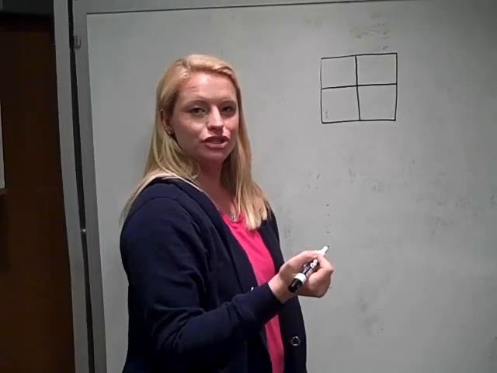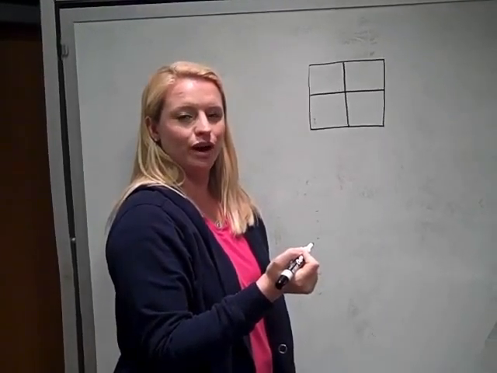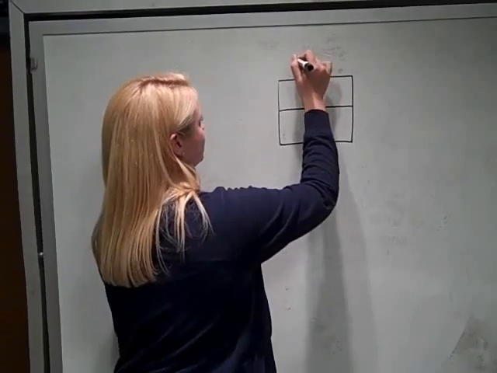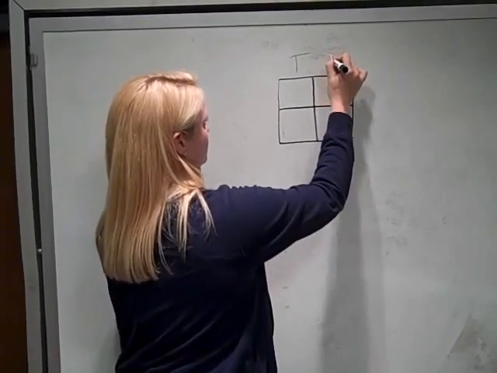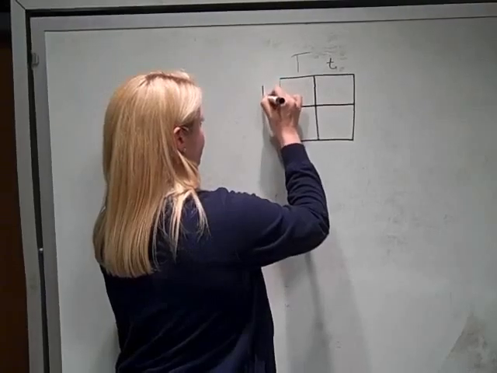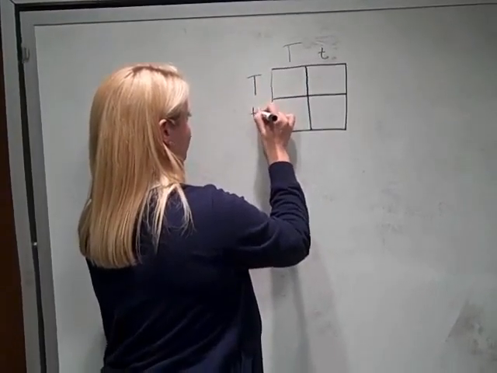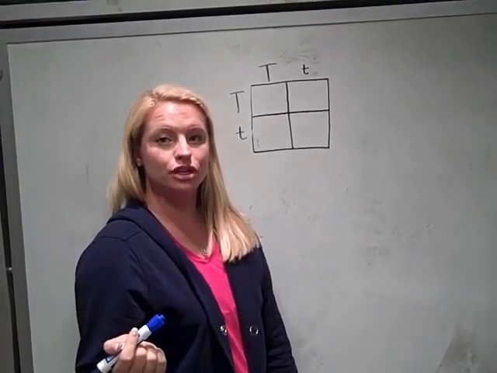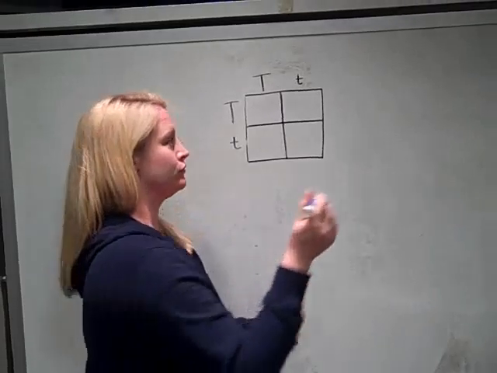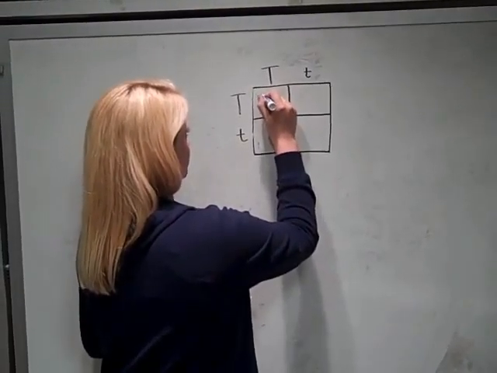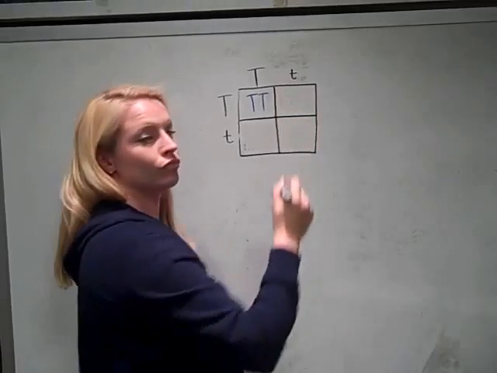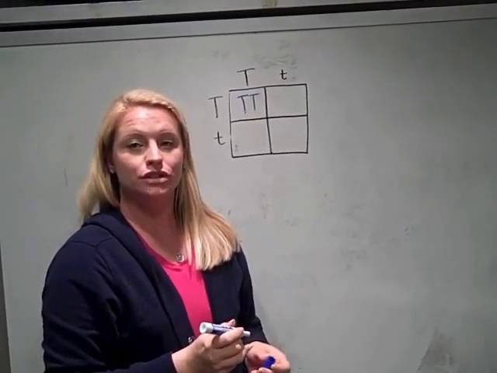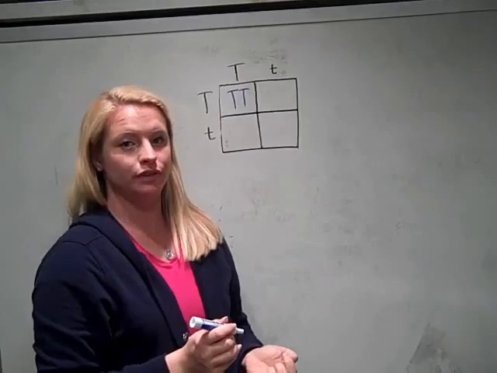Next, you take the father and mother's genotype and place them on the outside of the square, like this. You combine the father's dominant allele and the mother's dominant allele to fill in the first box. You combine the father's dominant allele and the mother's recessive allele to fill in the second box.